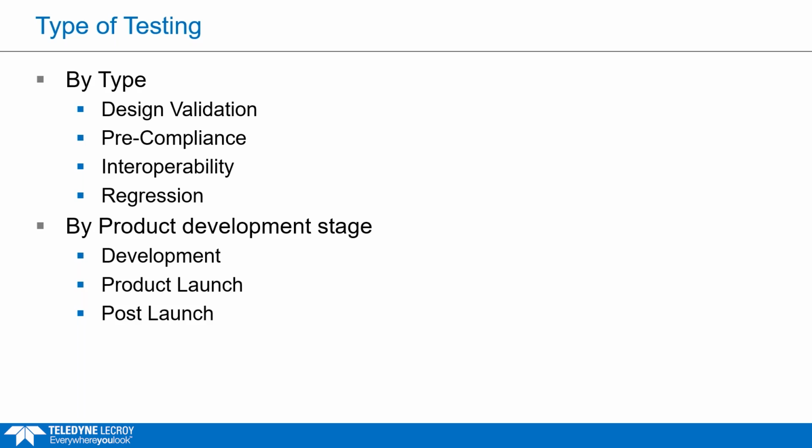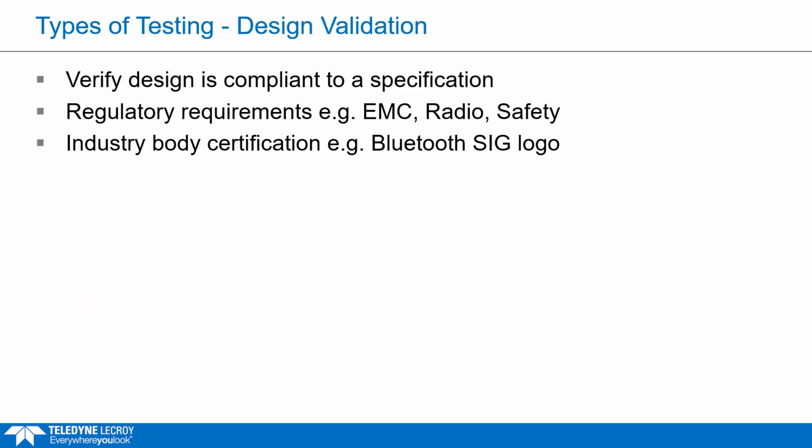But you can also break down the testing according to the stage within the product development cycle. That's development, prototype stage, etc., product launch, and then post-product launch. Starting with design validation, it's really verifying that a product complies with a particular specification. It tends to include regulatory requirements, which are the requirements to sell a product in a given market. That can include EMC, radio, safety, etc. And then industry body certifications such as Bluetooth, i.e. allowing you to display the Bluetooth logo on your product or in your documentation.